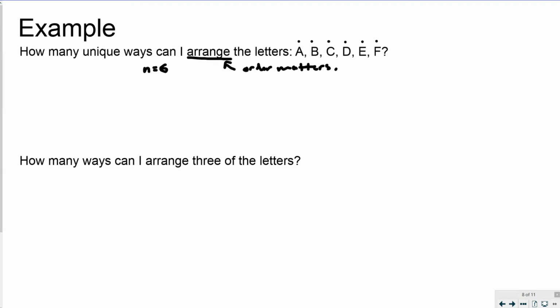So I need to use nPr. R in this case is also going to be 6 because it says how many ways can I arrange the letters. It doesn't say a small amount of the letters. It just says can I arrange the letters. So essentially what we're doing is picking all of them. So that means r is 6.